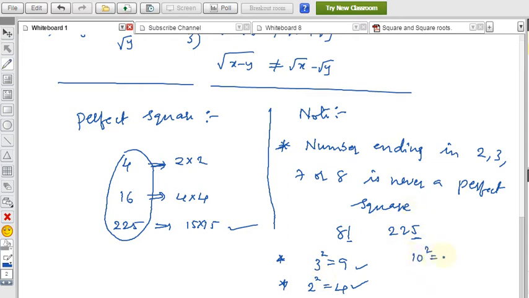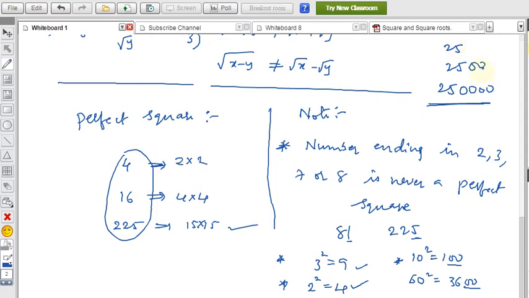Now, 10 squared is 100 and 60 squared is 3600, because we can take just 6 squared as 36 and write the 0s two times. The number of zeros at the end of a perfect square is never odd. They will be either 2 or 4 and so on. 250000 is a perfect square, 2500 is also a perfect square, 25 is also a perfect square. Here the number of zeros are 2, here 4, so they must be even. The number of zeros at the end of a perfect square is never odd, always even.